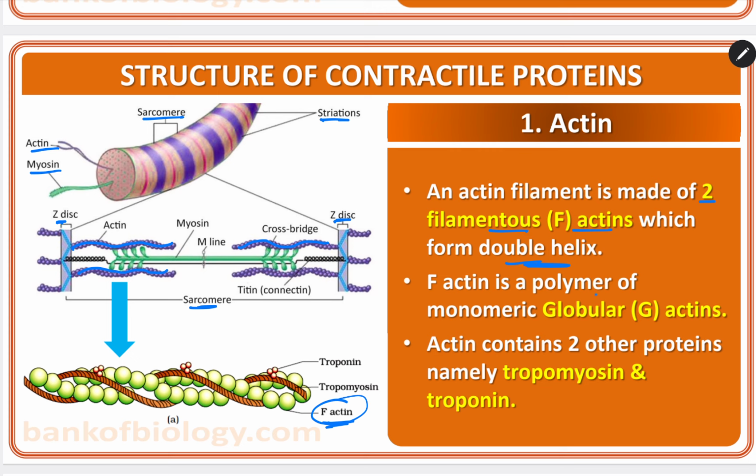Filamentous actin is a polymer of monomeric globular actins. And actin contains two other proteins, namely tropomyosin and troponin. Tropomyosin and troponin. And all three combined form a double helix.